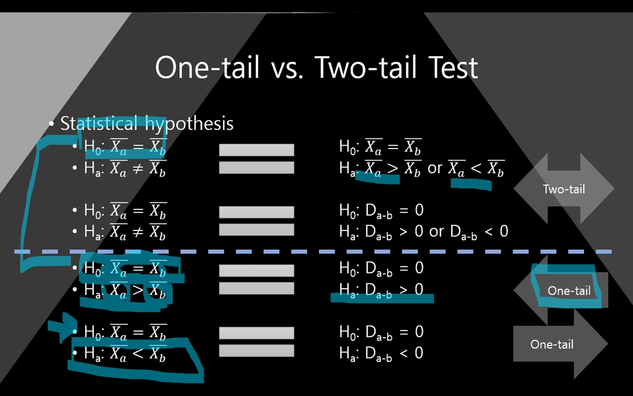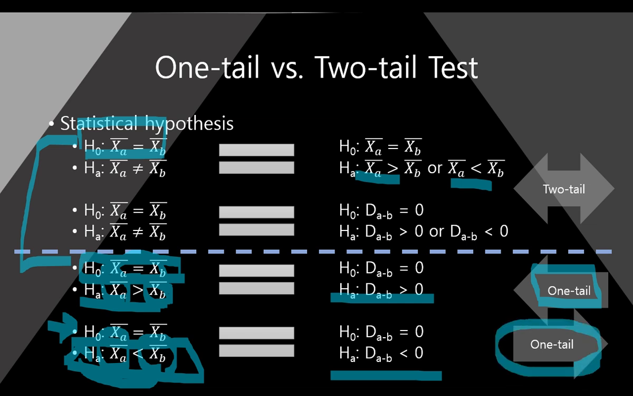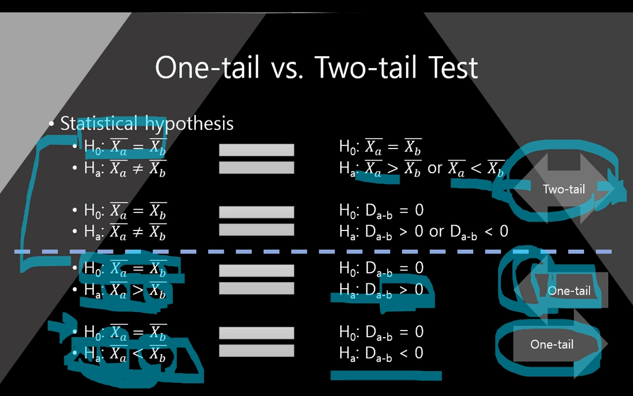Here, we made a hypothesis like X̄A is smaller than X̄B. And also this moved to the left side, so it changed to dA−B is smaller than zero. This is also one-tail. As you can see here, two-tailed tests include the left side and right side. But in this case, larger than zero means we just check the left side, not the right side. Obviously, I will show the picture in the next slide.